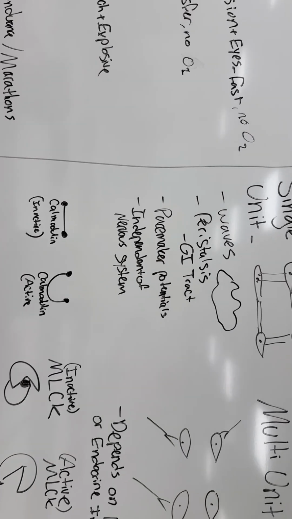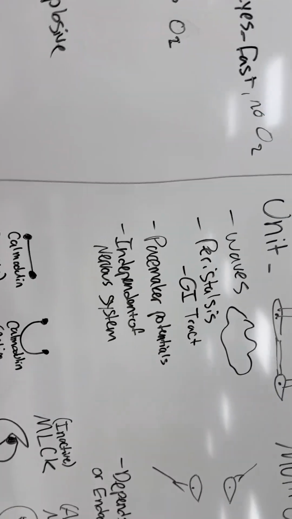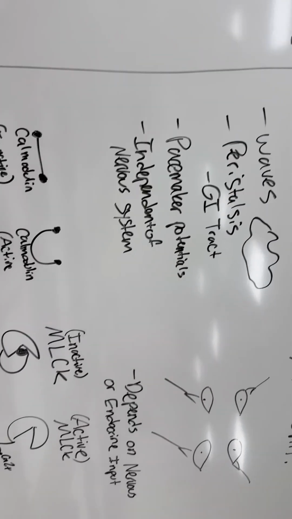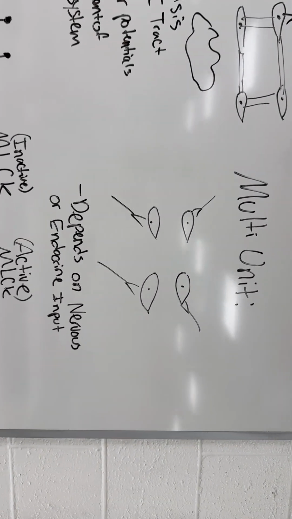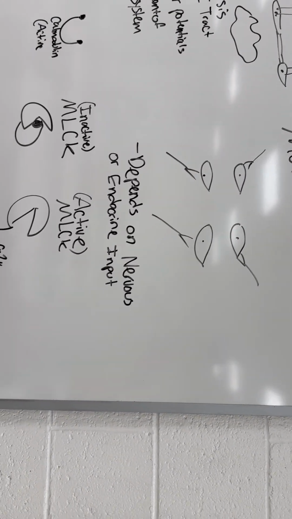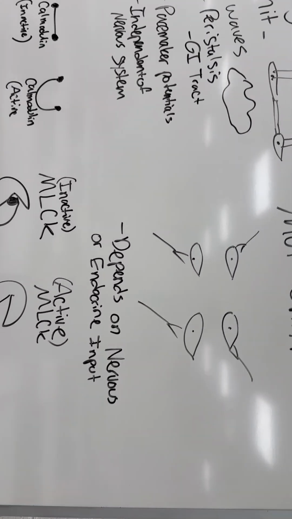And then it uses pacemaker potentials, so they can be independent of the nervous system. And then the other type is we've got our multi-unit. And this is going to depend on nervous or endocrine input here.